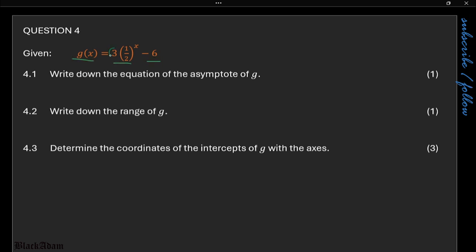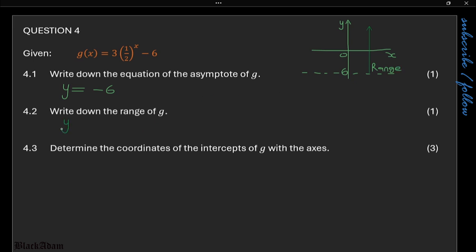Given the exponential equation, the 3 there is just for stretching, and then the asymptote, that's the second term. Second term is asymptote, so that's -6, and that is a vertical shift 6 units down. So that's our asymptote there. And then for range, we have y is greater than -6, so that's the range.